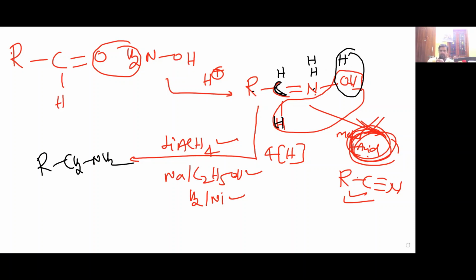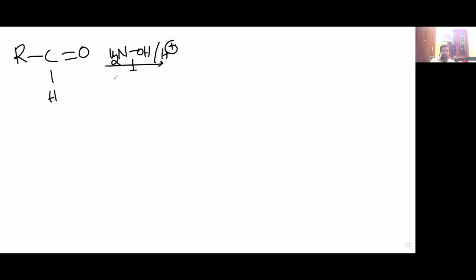Once again, let me explain this one. This is an aldehyde, R C double bond O H. This is treated with NH2OH. What is this NH2OH? This is addition followed by elimination. The carbonyl compound has already come, and this is called addition followed by elimination. The name of this compound is hydroxylamine. Why is it called hydroxylamine? Because a hydroxy group is there and an amino group is there.